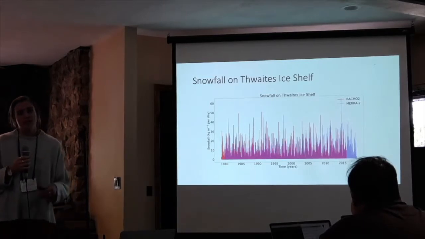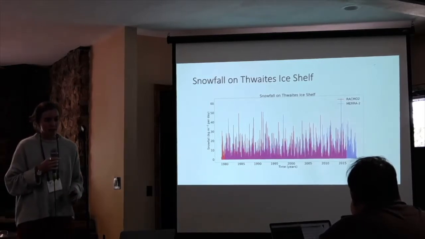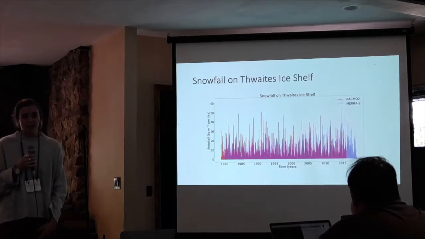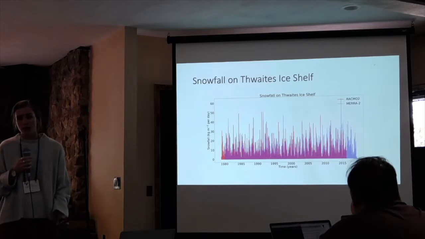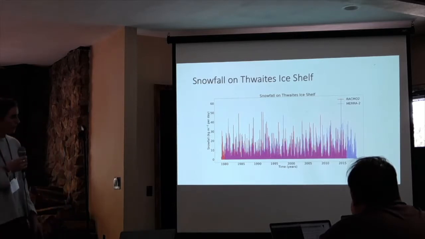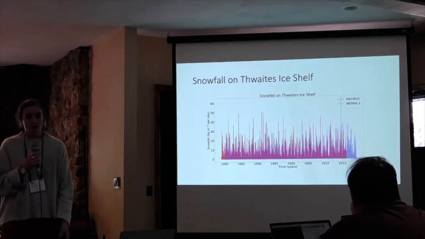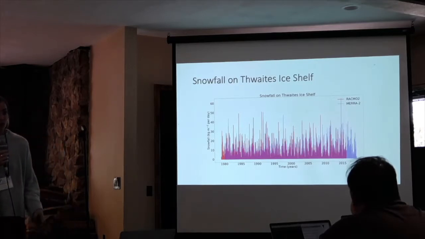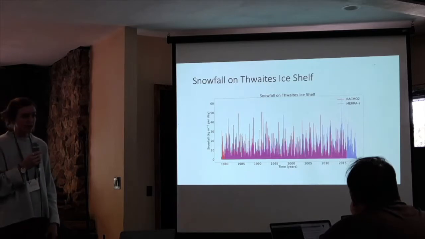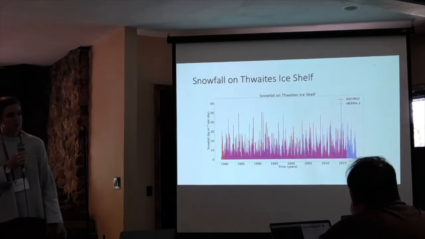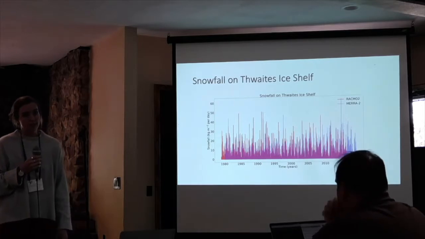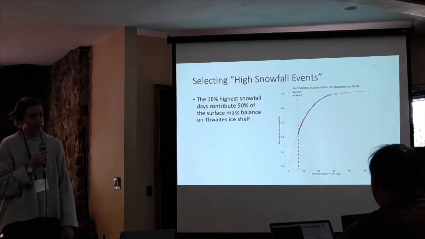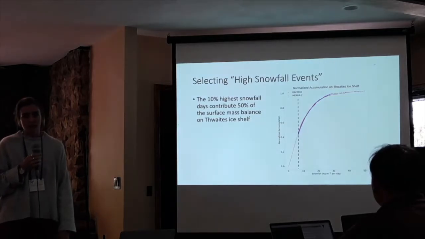So in order to look at the atmospheric drivers of snowfall events more closely, we can look at a time series of snowfall on Thwaites ice shelf and select certain snowfall events that we want to study. So I'm using these 2 models, RACMO2 and MERRA-2, so that we can compare a little bit how the regional model works in comparison to the global reanalysis. And I have time series for snowfall averaged over the ice shelf in the 1980 to 2015 period. And from that time series, we want to select snowfall events to study.